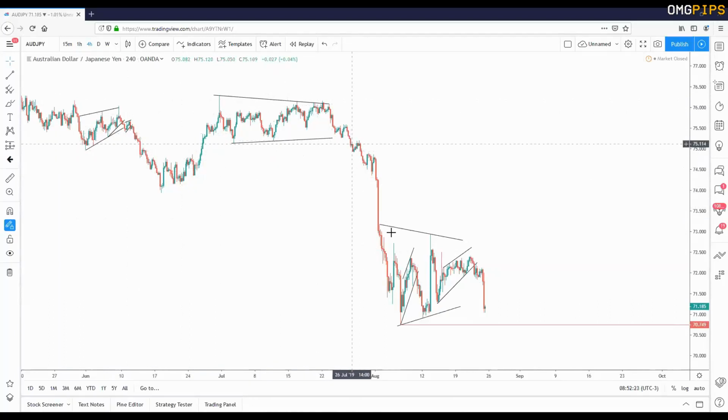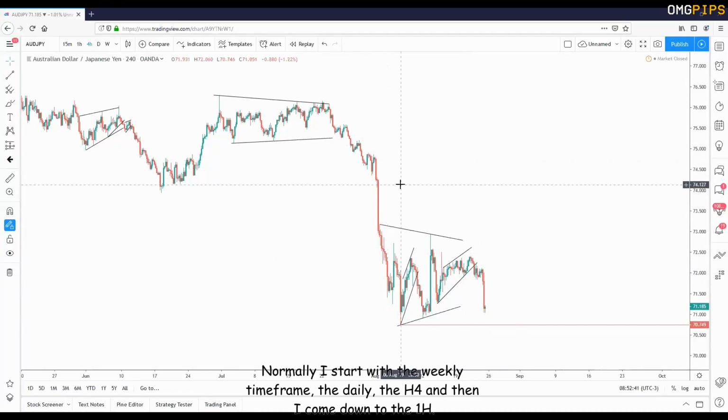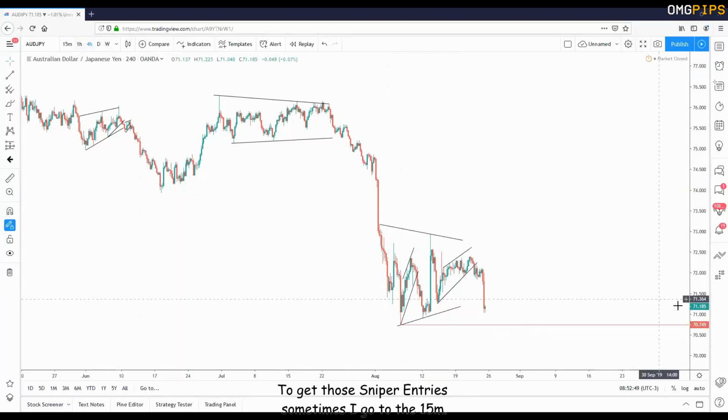So I wanted to show you guys how we were able to catch this beautiful short trade here in the premium team on last week's Sunday webinar. Last week's Sunday webinar, I spotted a downward trend here, an impulsive move, and it played out that way. So I want to show you guys how we spotted it. Normally I start with the weekly time frame, the daily, and then the 4-hour. Then I drop down to the 1 hour to get those snapper entries. Sometimes I go to the 15-minute.